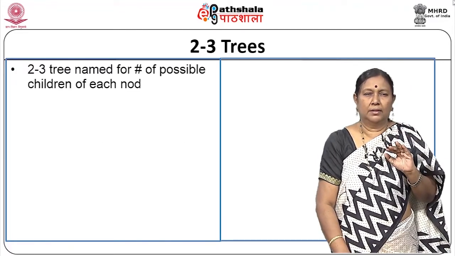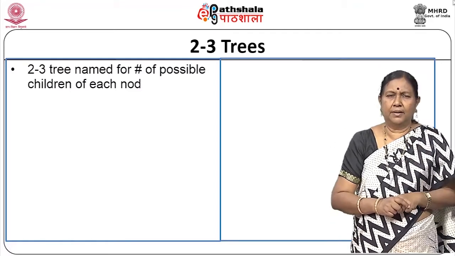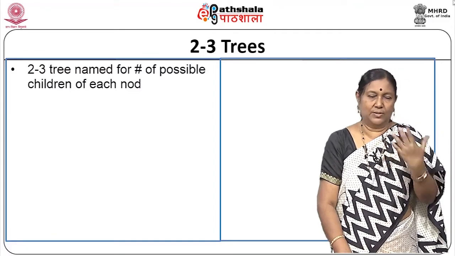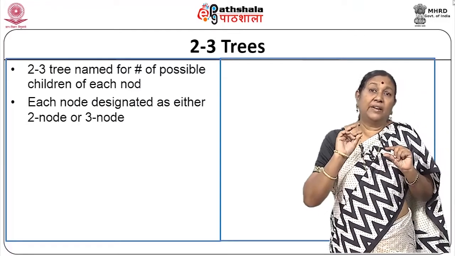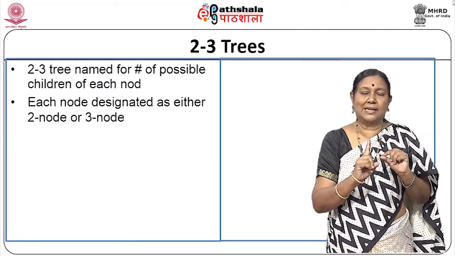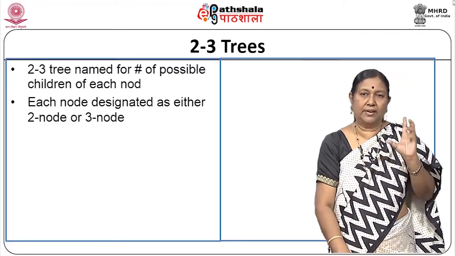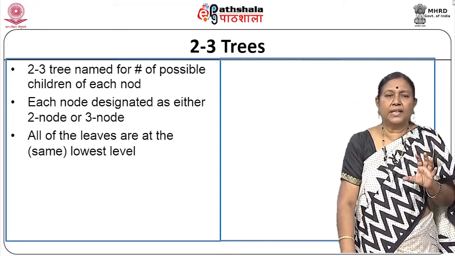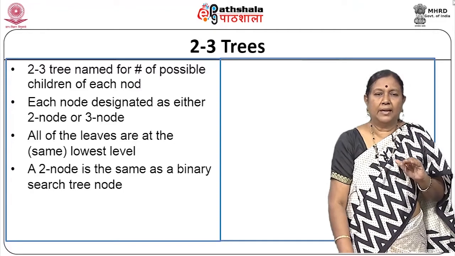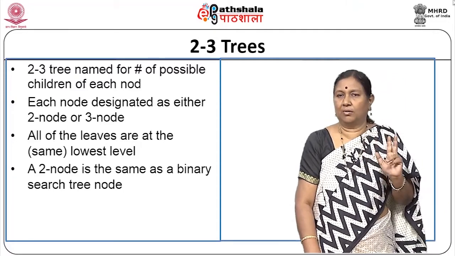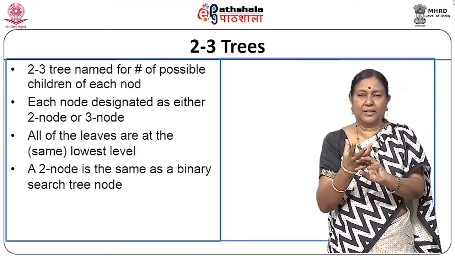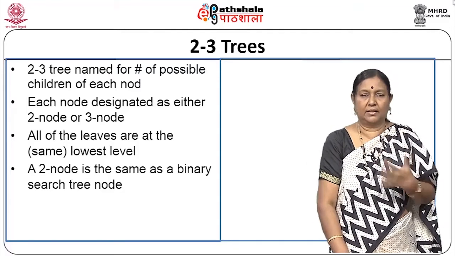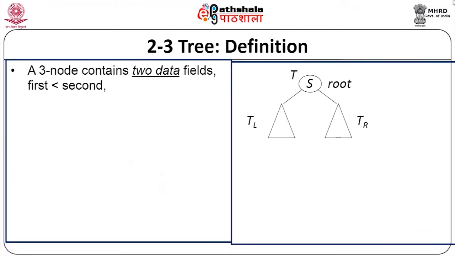Now, let us look at a 2-3 tree, named for the number of possible children each node can hold, that is why the name 2-3 tree. Each node is designated either as a 2 node or a 3 node. You can have 2 types of node. All the leaves are at the same lowest level, and a 2 node is the same as a binary search tree node, no difference. Remember what is a binary search tree node? You have a node, the left subtree will have values lesser than the root, the right subtree will have all values greater than the root. So, this is an example of a 2 node.